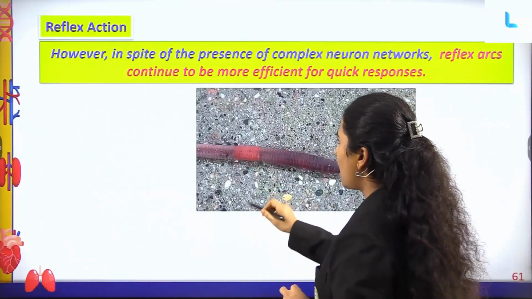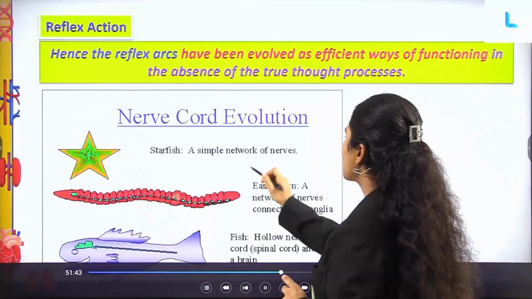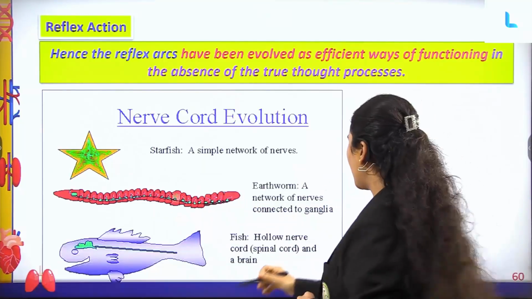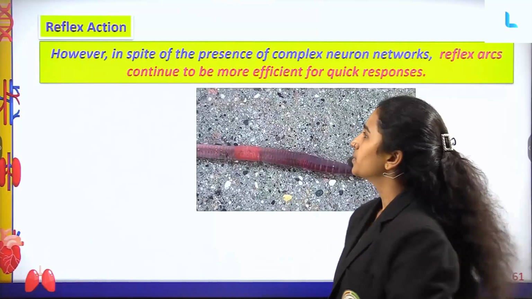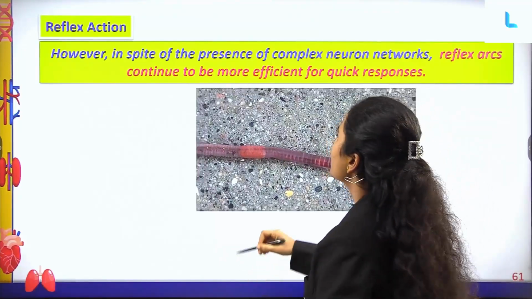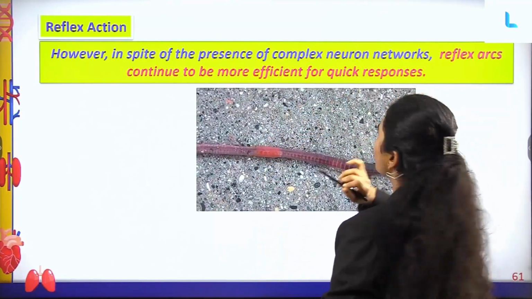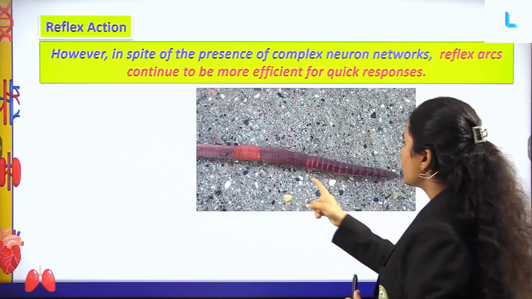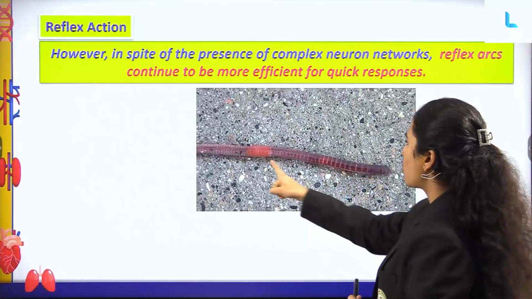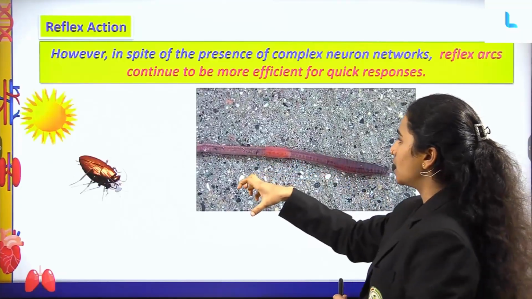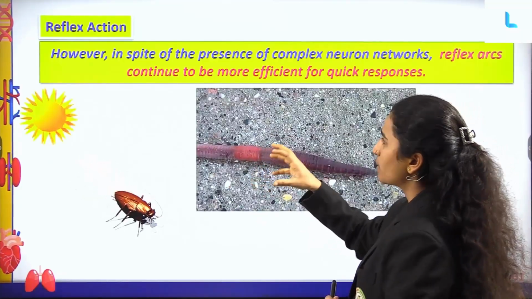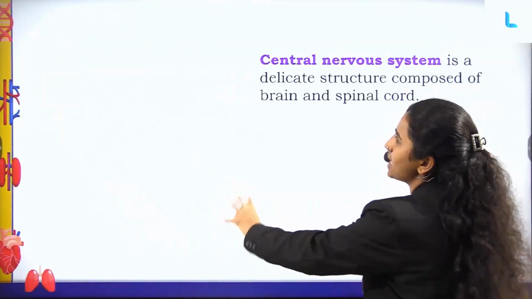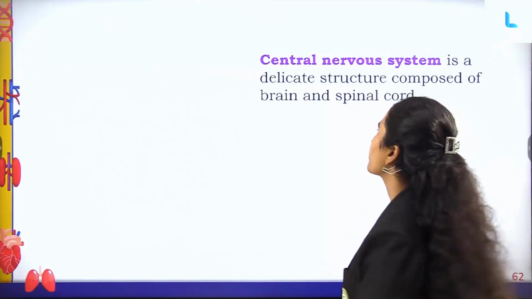So here you can see nerve cord control. Starfish, how will this appear? It is a simple network of nerves, and in the earthworm they are connected to ganglia, and here it is a hollow nerve. However, in spite of the presence of complex neuron networks, reflex arcs continue to be more efficient for quick responses. If this has to respond so quickly for moving further, it is highly difficult for the brain to act upon all these actions. So it is the reflex arc which is going to help here.